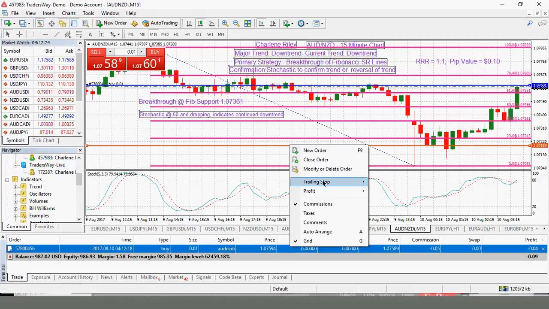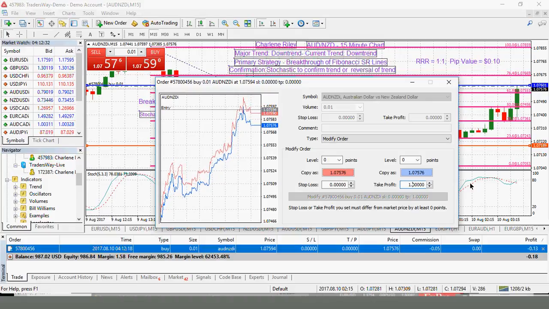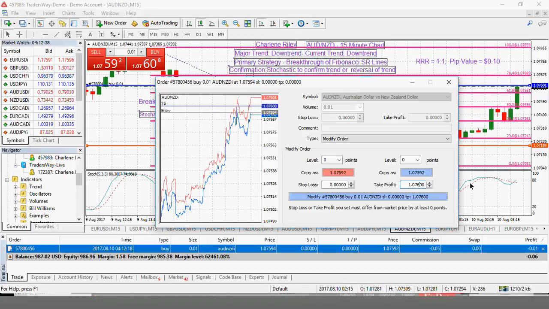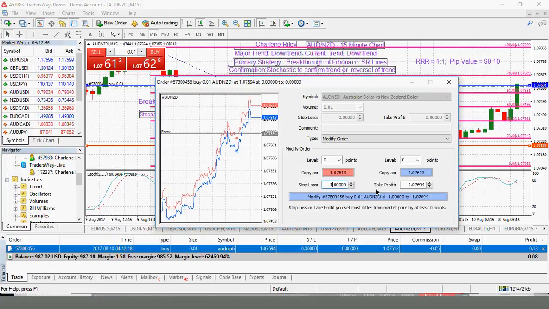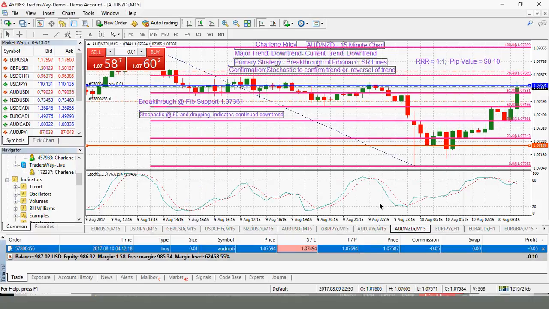I am going to set my take profit at 1.07694 and set my stop loss at 1.07494. So it's 10 pips up, 10 pips down.